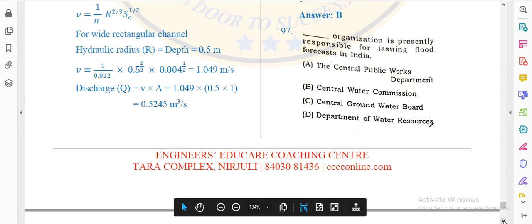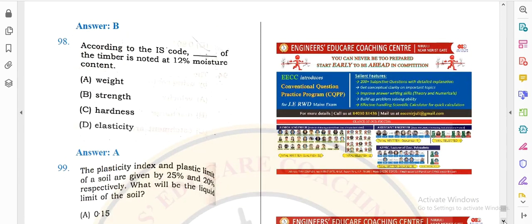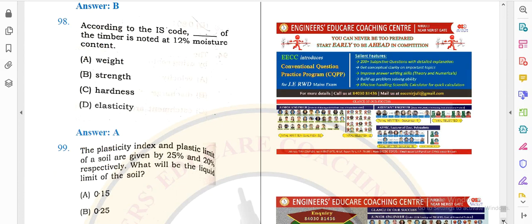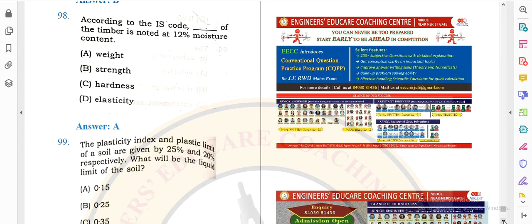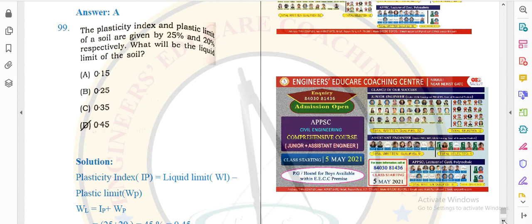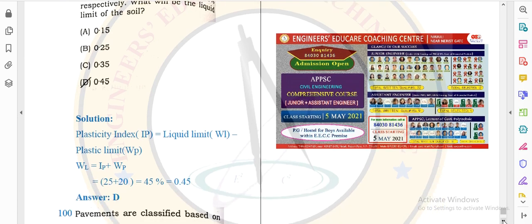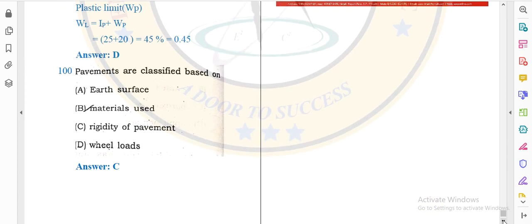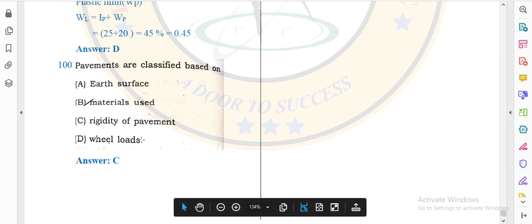Presently responsible. Okay. Next, question number 98. According to IS code, the timber at 12% moisture content. So option A, weight. Okay. Question number 99. The plasticity index and plastic limit of a soil are given as 25 and 20% respectively. What will be the liquid limit? Liquid limit is nothing but PI plus PL, so 45%. Pavements are classified on the basis of material used, rigidity. So on the basis of rigidity of the pavement.